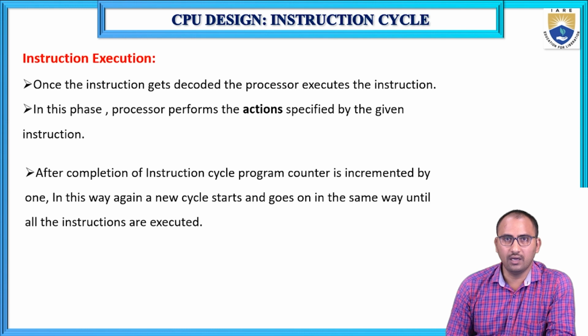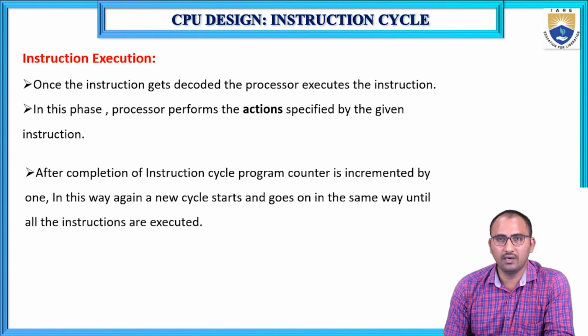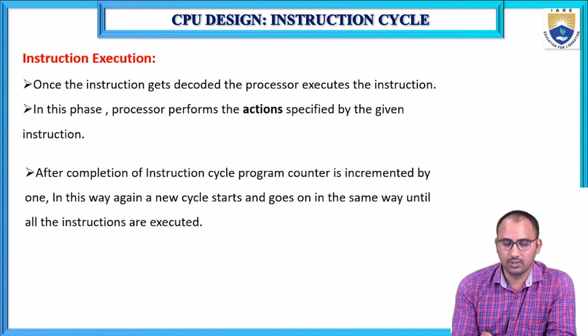And after decoding we have the third phase, that is reading the effective address from the memory. The third phase is applicable only when the instruction has an indirect address. If the instruction has a direct address, then the third phase is not required. Okay, so after that, the next one is instruction execution.